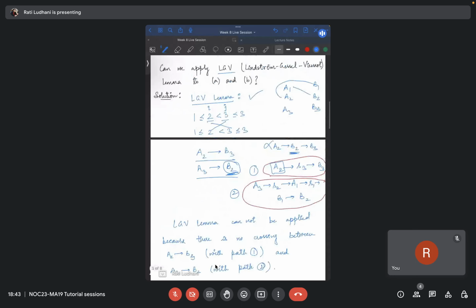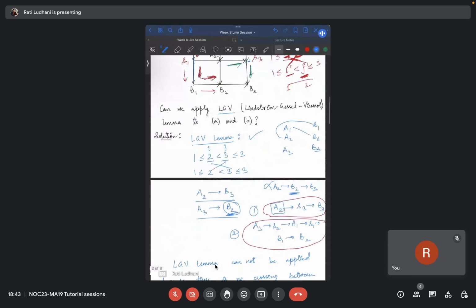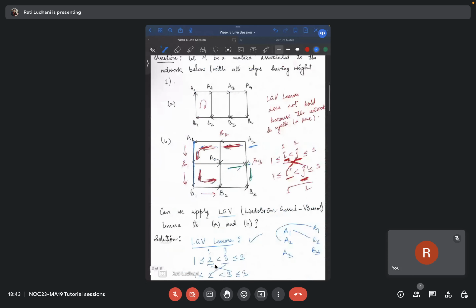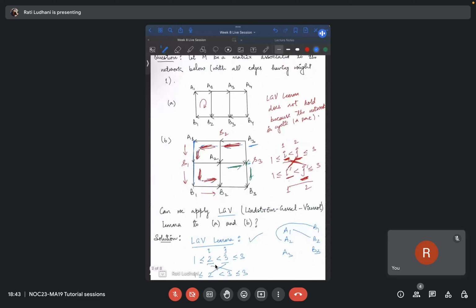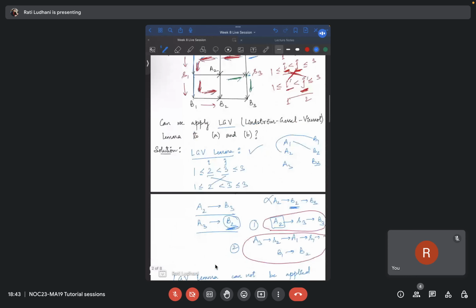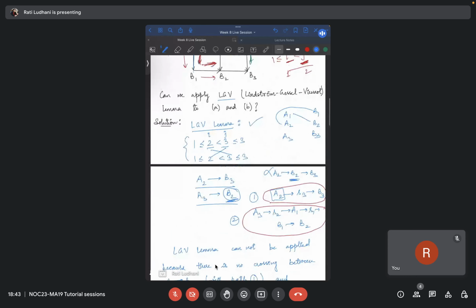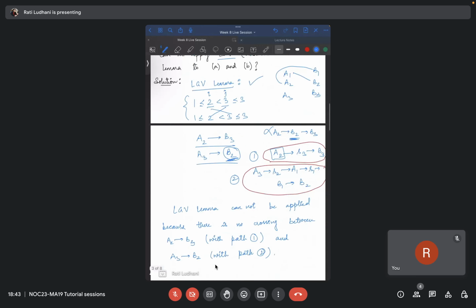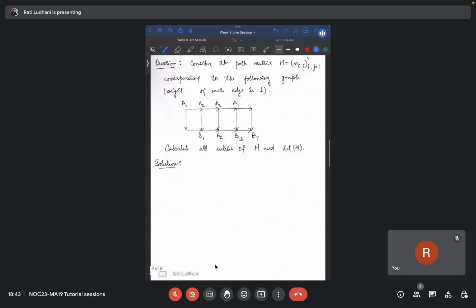Whenever you have something like that, you should check first whether we can apply it or not. There are mostly these two requirements which we need. There should be no cycle, and there should be a crossing. Okay, is that clear? Okay, great. Let's move to the next question then.